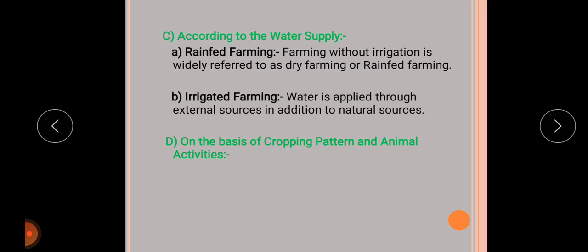The second one is irrigated farming. In this farming system, water is applied through external sources in addition to natural sources, such as wells, tube wells, lakes, canal irrigation, etc. Throughout the cropping period, the availability of water is not limiting. So we call it irrigated farming.